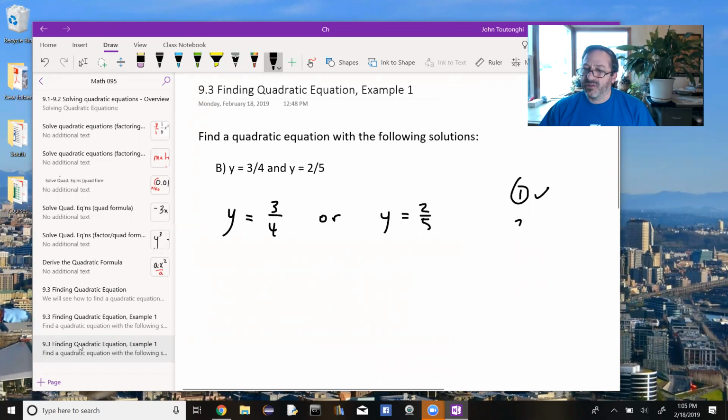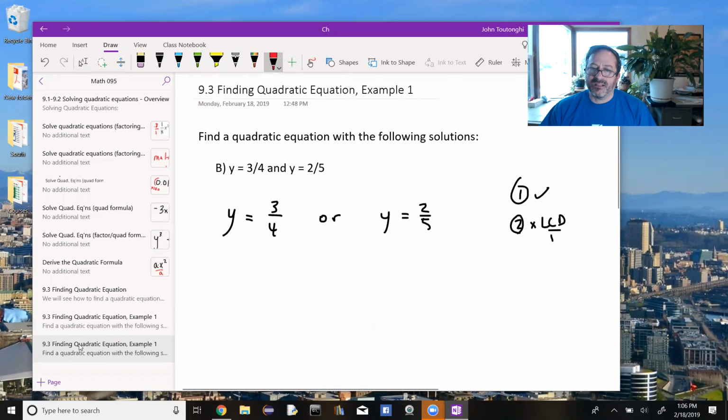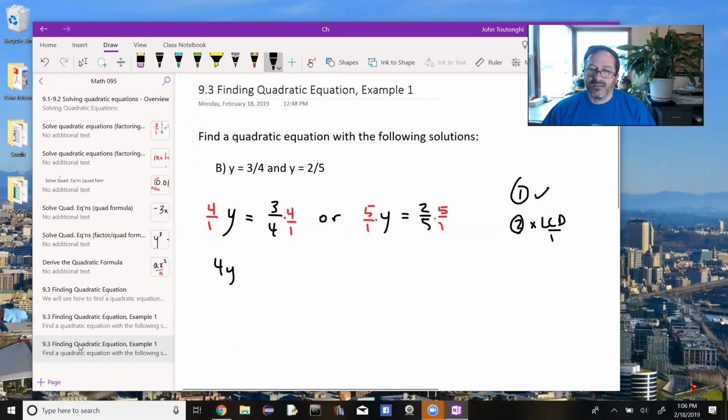That's done. Step two, I need to multiply through by the LCD over 1 each equation. So they both have a separate least common denominator. The one on the left has the LCD of 4. So just multiply both sides by 4 over 1. The one on the right has an LCD of 5. So multiply both sides by 5 over 1. What this will do is cancel those fractions out. So we'll get 4y equals 3, or 5y equals 2.